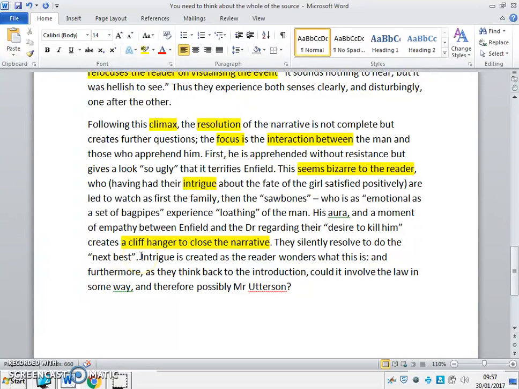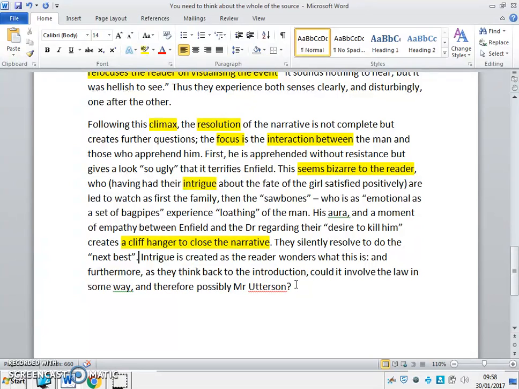And we came out with intrigue is created as the reader wonders what this is. What is this next best? And furthermore, as they think back to the introduction, could it involve the law in some way, and therefore possibly Mr. Utterson? My final trick, particularly if you're looking for higher grades, is when you get right to the end, cast your mind back to the start. Is there any sign of a cycle? Is there any contrast between beginning and end? Is there any link you can make?